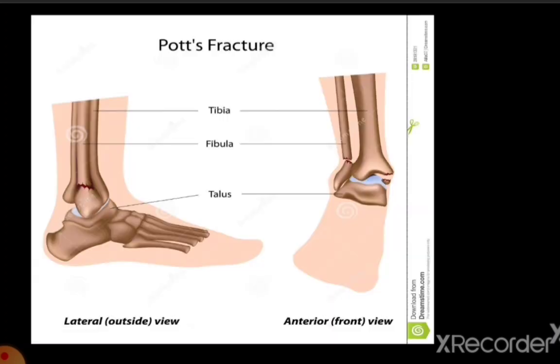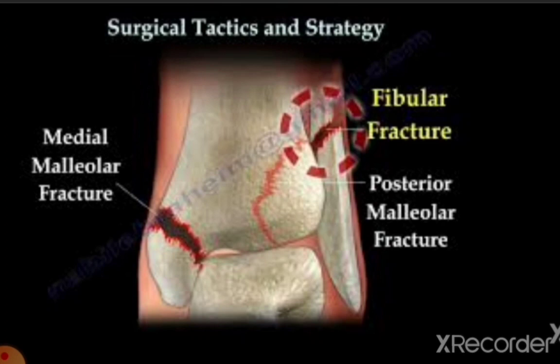Then come to the applied anatomy. First is Pott's fracture and ankle sprain. This is Pott's fracture. In this there is fracture of lower end of fibula, medial malleolus of tibia, and dislocation of the ankle. This is the Pott's fracture. These are the different conditions of the Pott's fracture. In this there is fracture of the fibula, fracture of medial malleolus, and fracture of the lower end of tibia, that is posterior malleolar fracture.